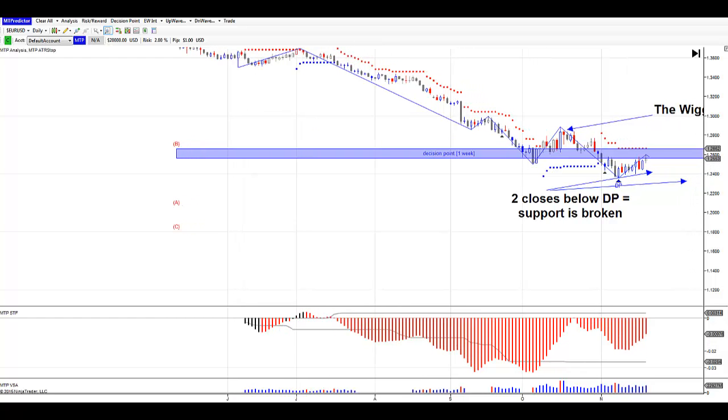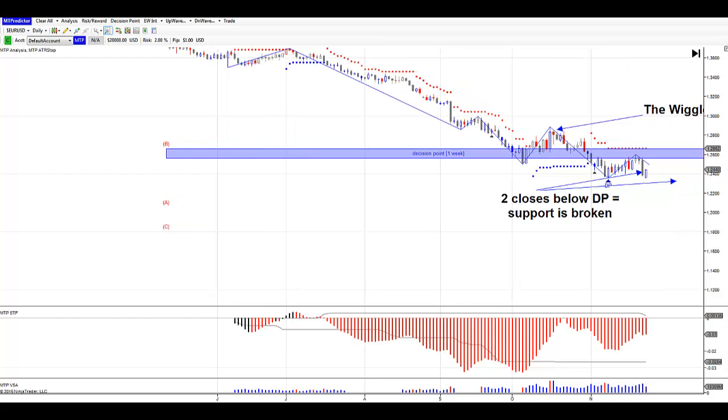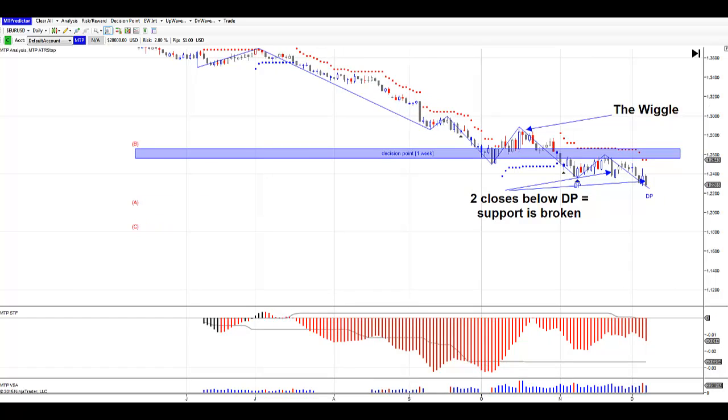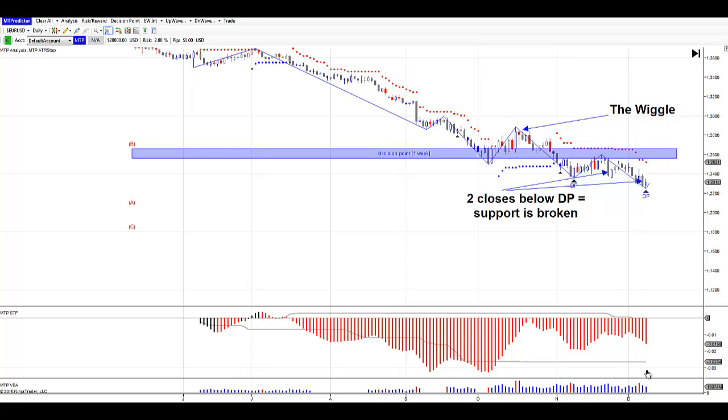So here, I've labeled it. Here was our first weekly close below the level, and then here was our second weekly close. So once we get those 2 closes below our support level, we deem that the level has been taken out. In other words, it's not acting as support, and therefore we may want to go with the trend now to the downside. So yeah, we could have gotten in early here on a break of this swing low. To be conservative, we'll wait for that second close here.